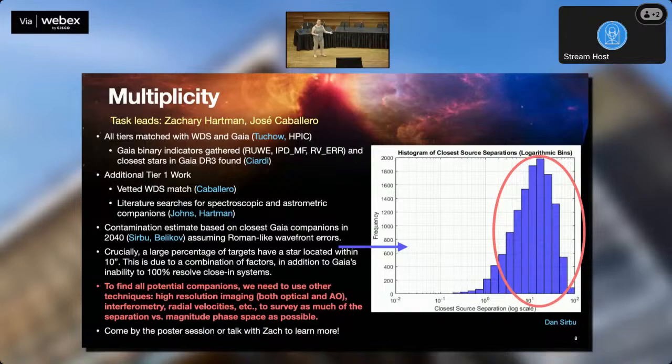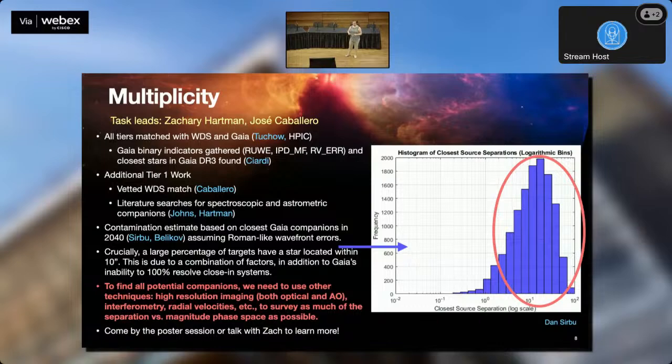So trying to understand, are there companions within the system? Are there binarity, multiplicity, et cetera? So this group went and looked at the Washington Double Star Catalog. They looked at the Gaia survey. They also did a lot of individual literature sources to try to understand the multiplicity of these various target stars.